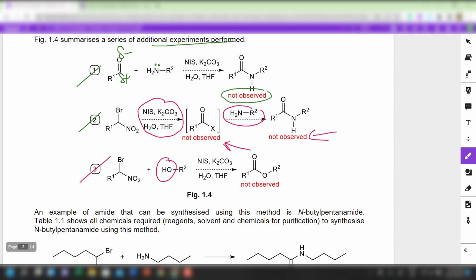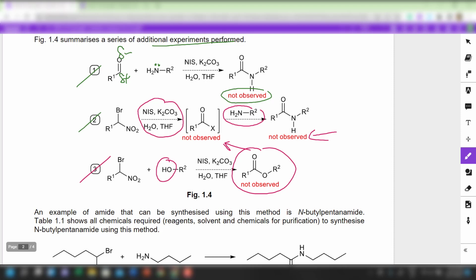Okay, so you'll be thinking, if I replace NH2 with an OH, then potentially the H can be replaced by the iodine, and then potentially I can get the ester, right? Yes, this is likely to be the case, or you can predict it. Maybe it can happen, but experimentally, you do not observe the ester.